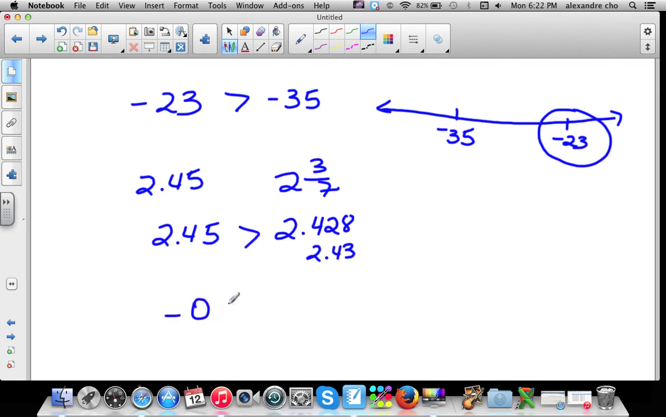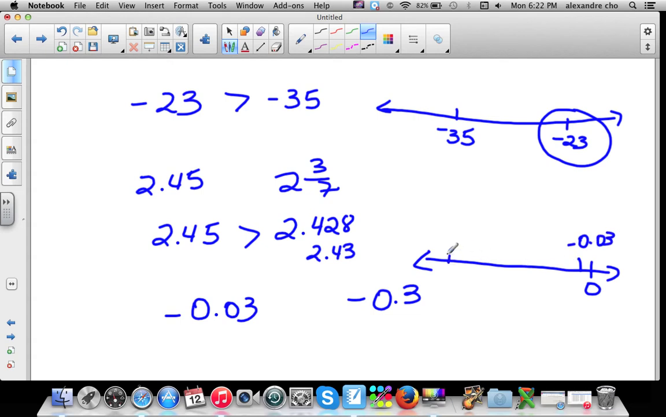Next one, negative 0.03 and negative 0.3. Okay, I'll draw a number line for this one. Careful here, guys. This says 3 pennies negative. This one says 30 cents negative. So if this is 0, okay, negative 0.03 will be right here.